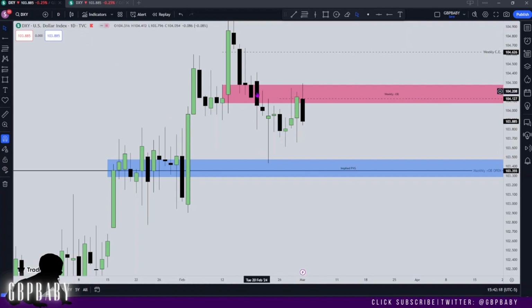And like I said, we have taken out stops. We've taken out stops 3 times up here. That's something to consider as well. We took out buy stops here, and then on the Friday we took out buy stops again here and got rejected away. So anticipating lower prices into this implied fair value gap is reasonable.